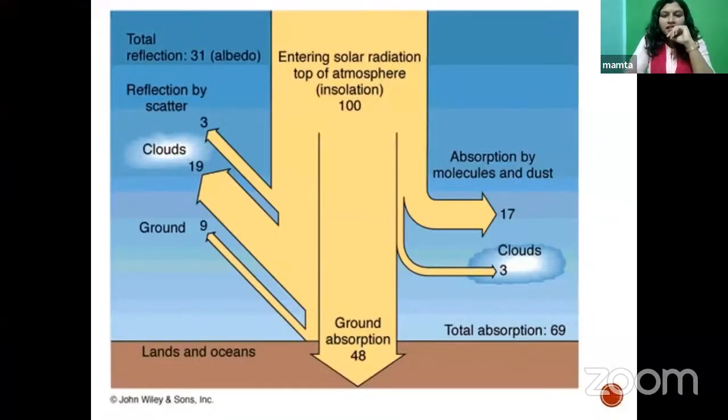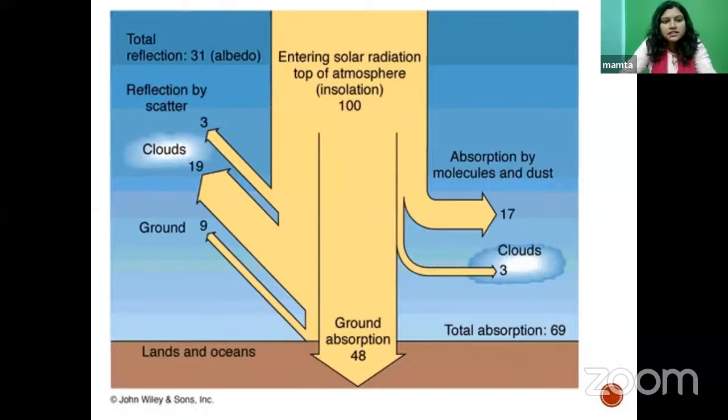Okay, see, these data are important for physical science GRF examinations. Agrometeorology course is also there, so from a meteorology point of view, all these data are important. When 100% of insolation is there, out of 100, 31% of radiation directly gets reflected, and that is also known as the albedo.